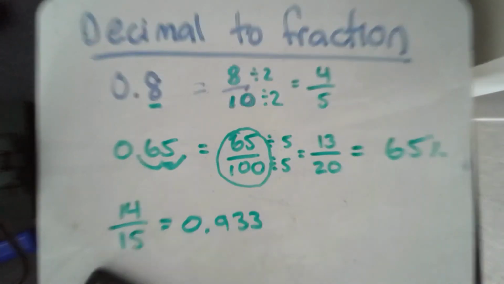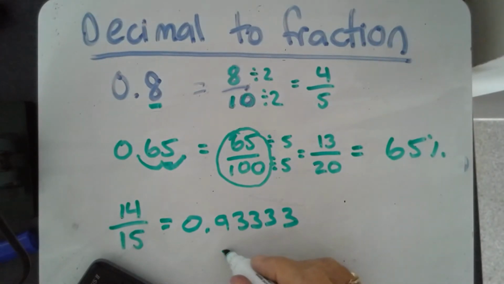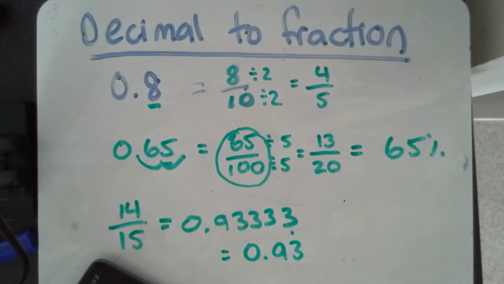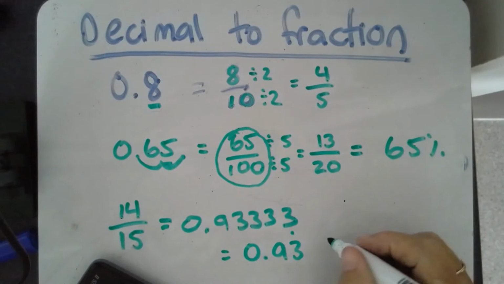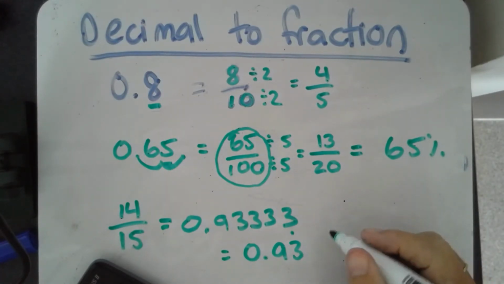0.933, and that goes on forever. We can change that. We can write equals 0.93, and we put a little dot above it because that means that 3 is going to keep going. So as a fraction, it's 14 over 15. What about as a percentage?